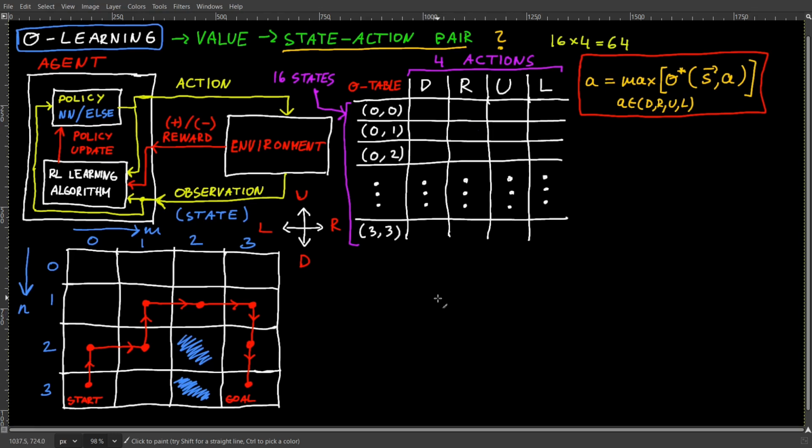Welcome back. Let's now see how we actually train the Q algorithm.